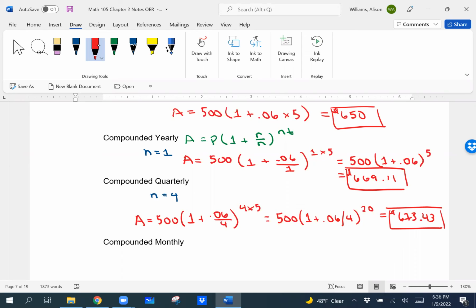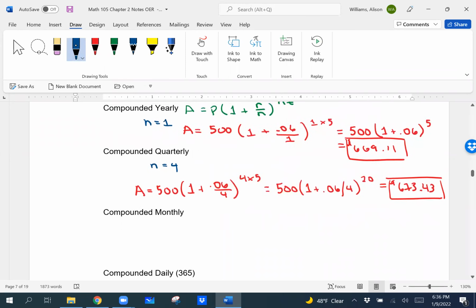Okay, so compounded monthly. This is probably the most common compound interest. I mentioned it earlier, like credit cards or mortgages use compounding monthly. So in this case, n is going to be 12. They're going to accumulate or add in the interest every month. So we'll plug it in.